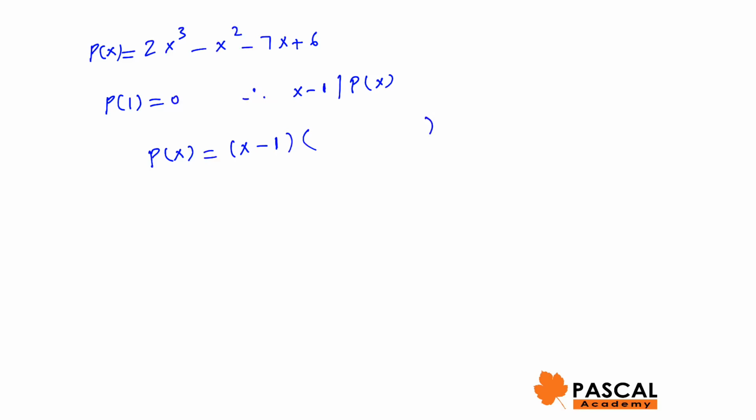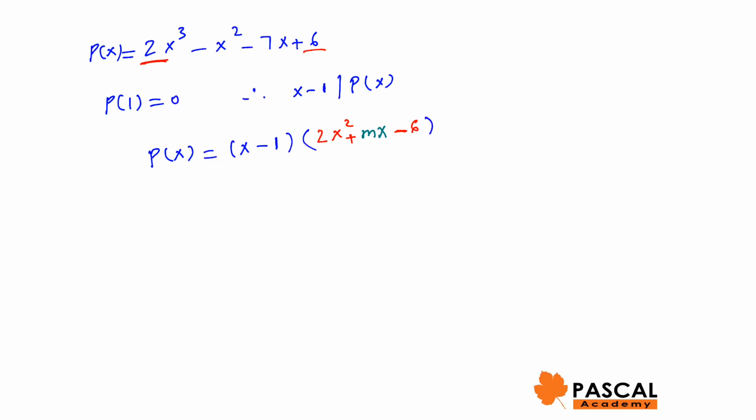In this part, I'm using another method to find the quadratic polynomial. We know x times 2x^2 is 2x^3. Therefore, the first term of the trinomial is 2x^2. And -1 times -6 is positive 6. We are looking for the coefficient of x. Let's call it m.